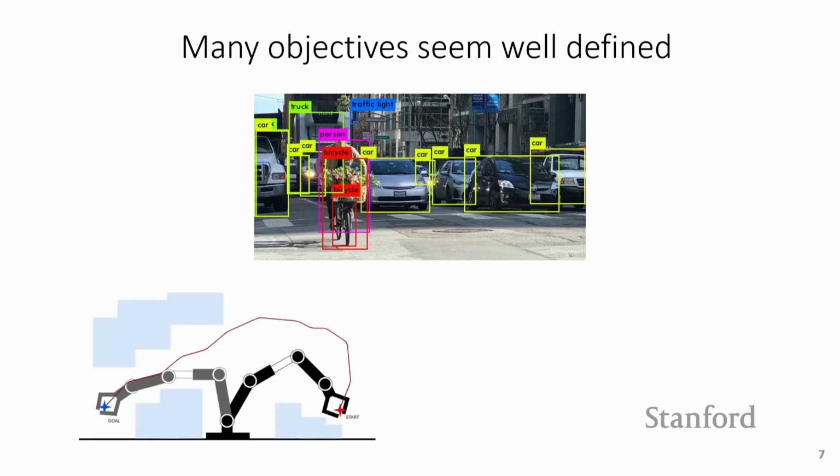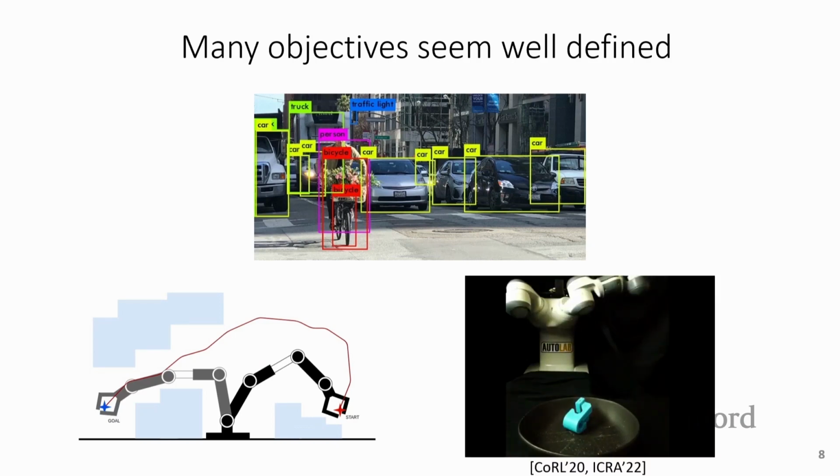Similarly, we might think about a motion planning problem where it seems pretty simple. We can define a start and a goal, maybe some obstacles we want to avoid. And then the objective also seems pretty clear. We want to go from A to B without colliding with something. And we also might think about robot grasping as a pretty simple problem to specify an objective for.